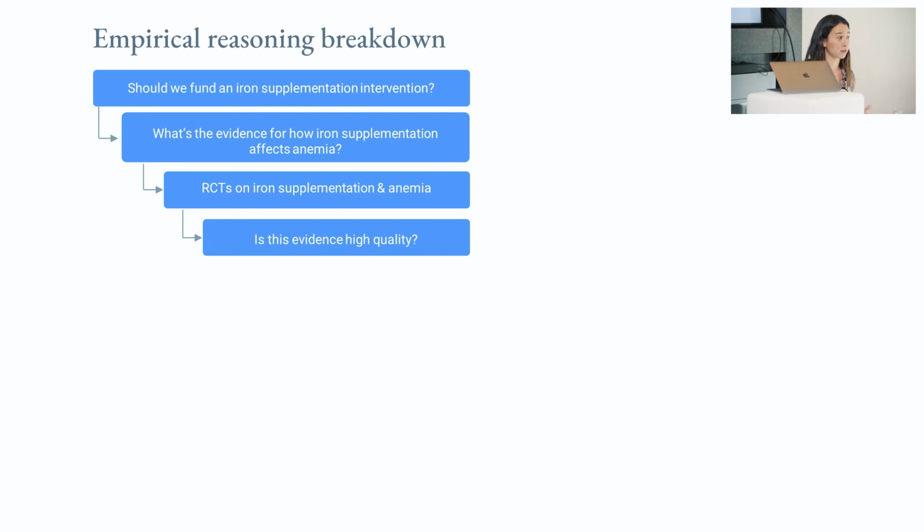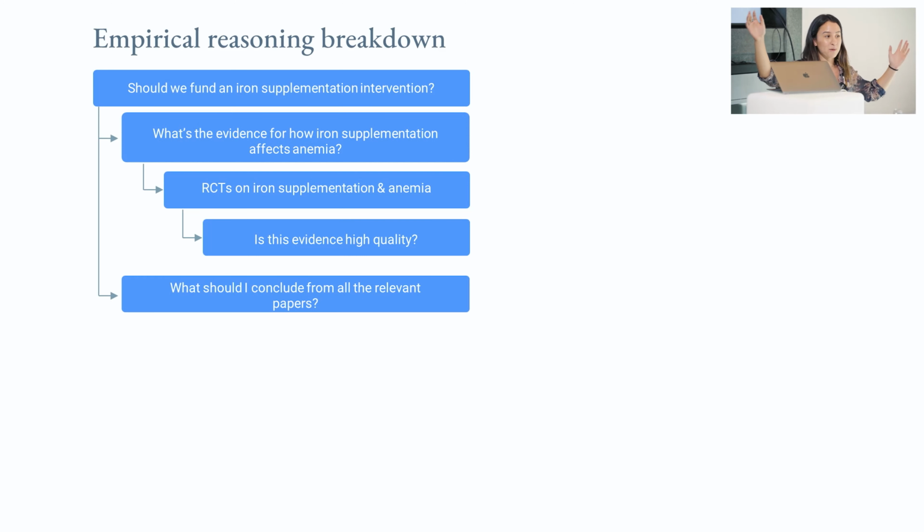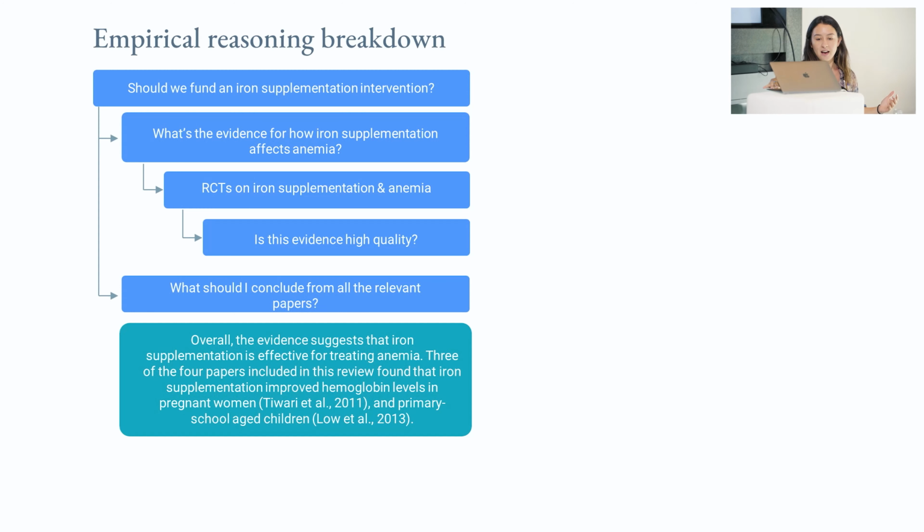We've worked a lot with GiveWell researchers. GiveWell is the charity recommendation organization, and they have a process that they use for evaluating evidence, called strength of evidence. They take RCTs, and then they ask a series of questions about them to evaluate whether this is high quality evidence. Like, is the effect intent to treat? What is the sample size? What's the attrition rate? And then once you have your high quality evidence, you want to ask, what should I conclude from this? How do I synthesize all the evidence into some kind of answer, and get back an answer?